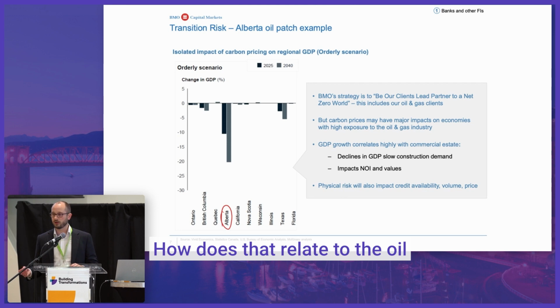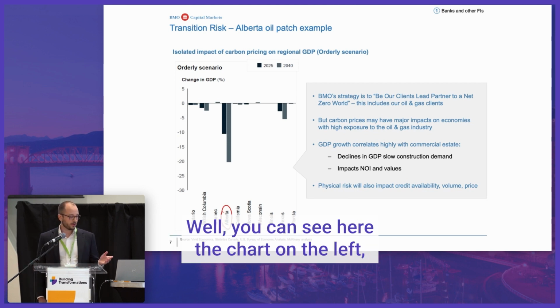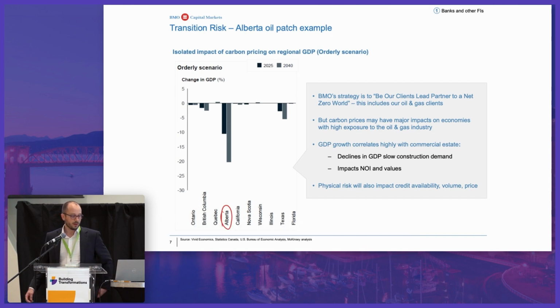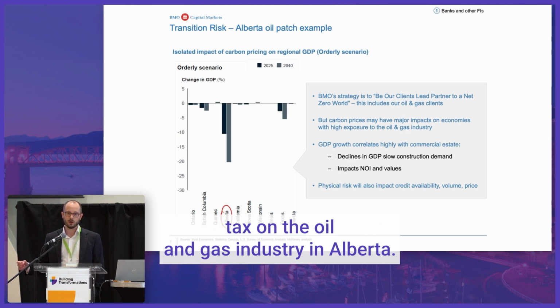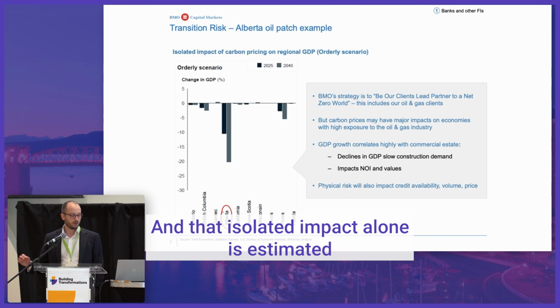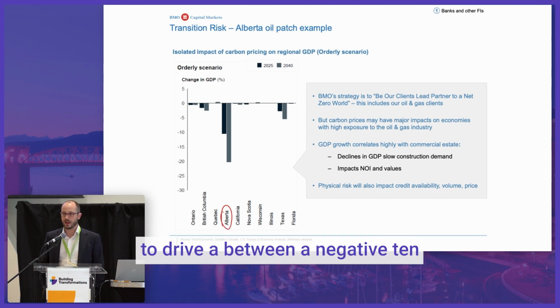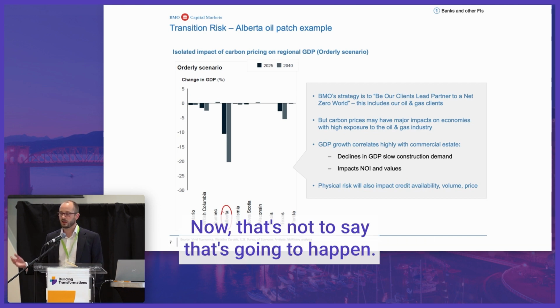How does that relate to the construction industry? Well, you can see here the chart on the left. I think this is a McKinsey study from a couple of years ago. But what they tried to do was isolate the impact of the carbon tax on the oil and gas industry in Alberta. And that isolated impact alone is estimated to drive between a negative 10 and negative 20% decrease in Alberta's GDP.